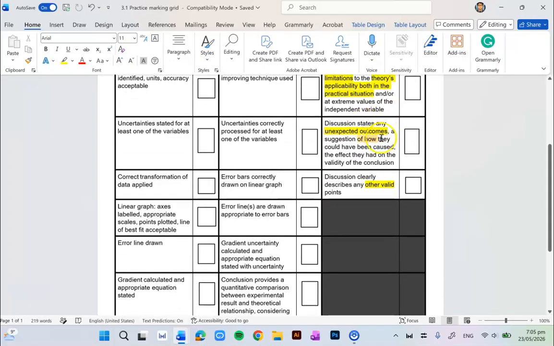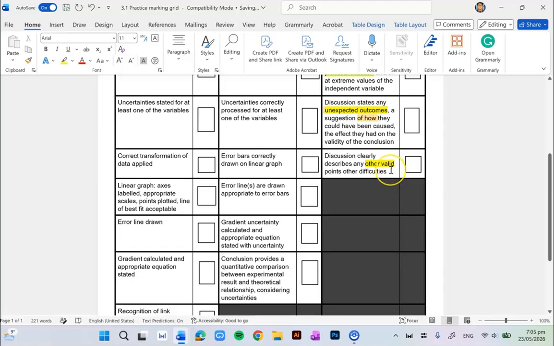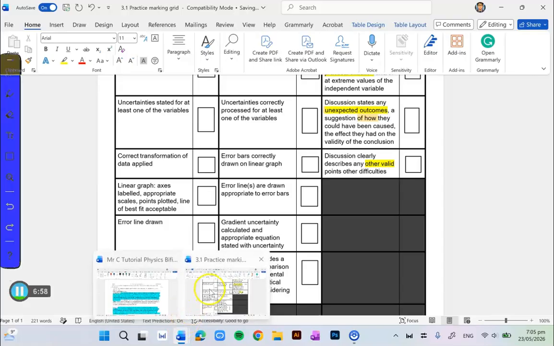Then the third section is unexpected outcomes, which is usually you just talk about the y-intercept, because the theoretical equation does not include a y-intercept, so that is unexpected. Other difficulties, if I can spell. So you could talk about maybe using a different uncertainty. I'll just go over it now, okay?